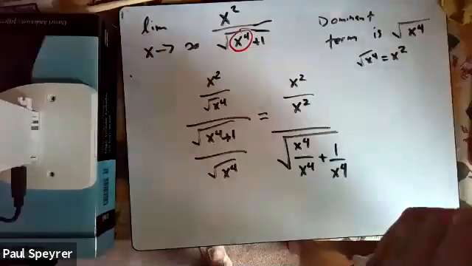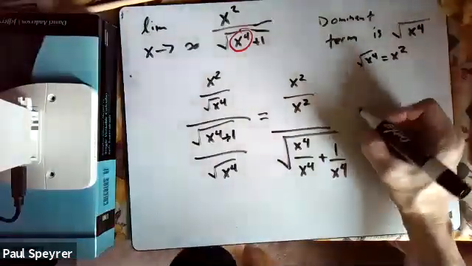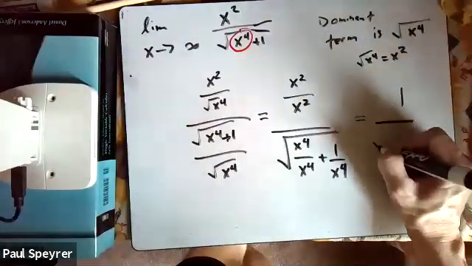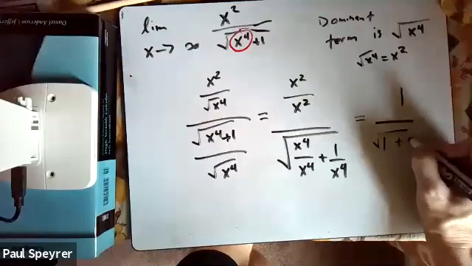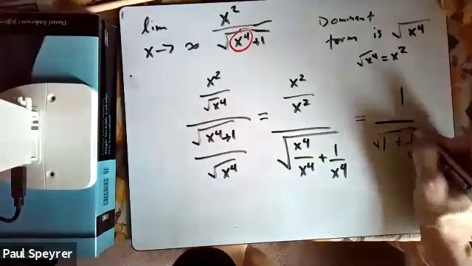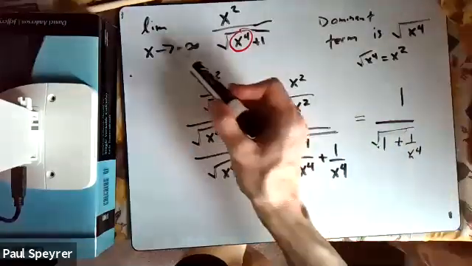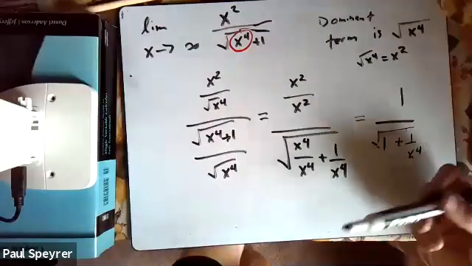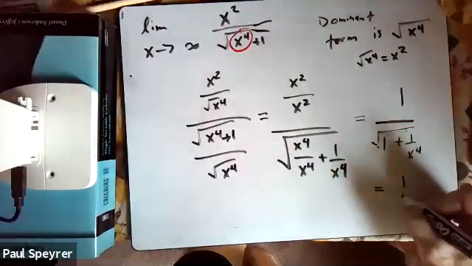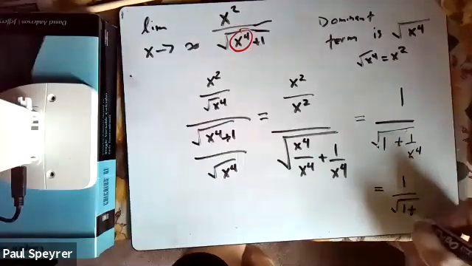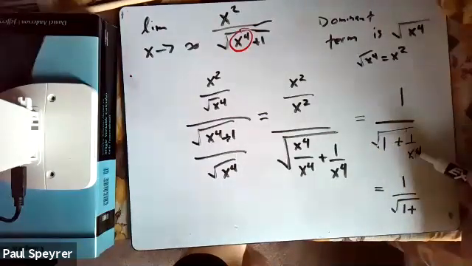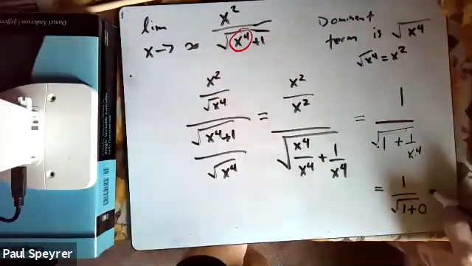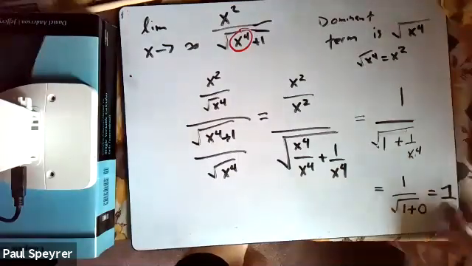All right, so let's see. We divided everything. Now it's time to reduce. Well, we have 1 over the square root of 1 plus 1 over x to the 4th. So now if we take our limit as x goes to infinity, we don't have any problems, right? We don't have infinity over infinity. So this is still 1 over square root of 1 plus, remember, constant over infinity or negative infinity, it's still 0. So now you have 1 over the square root of 1, which is just 1 right there.